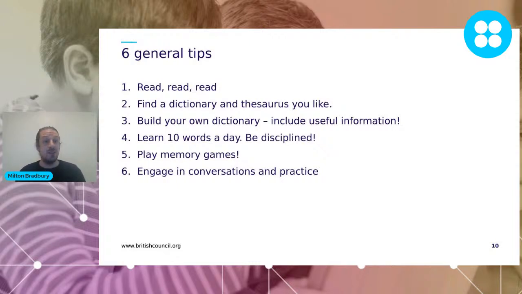Play the memory games. A couple of these activities I suggested before, I'm going to show you 2 more in a minute. And engaging in conversation practice, providing useful, realistic, real-world situations where students can talk about it or can write about it and can use it freely and in a personalized way. So these are the kind of main areas that I'd like to focus on.